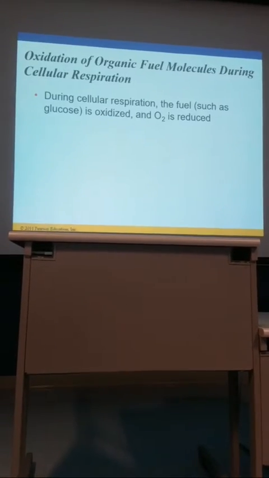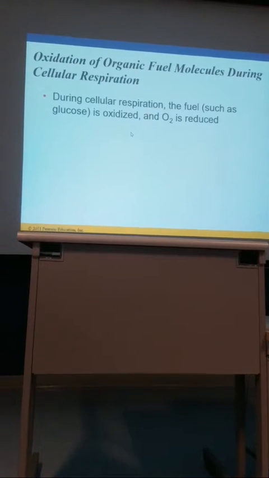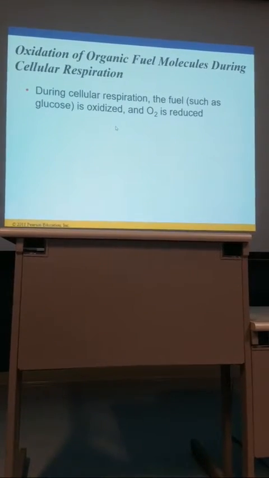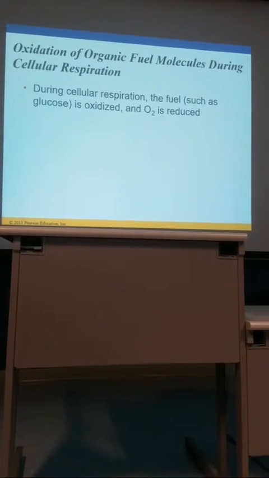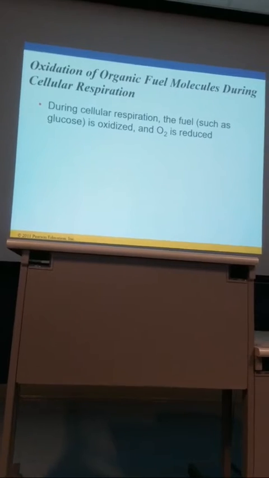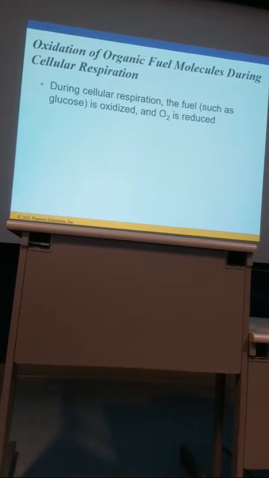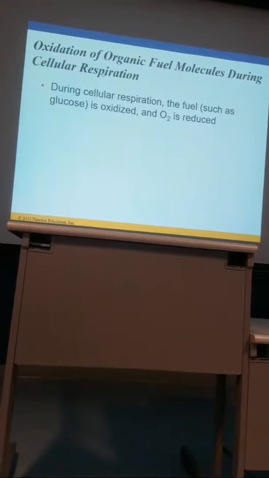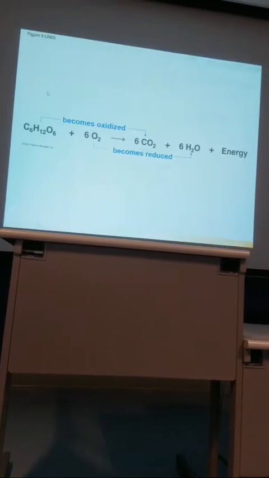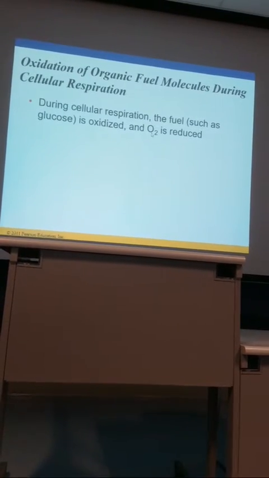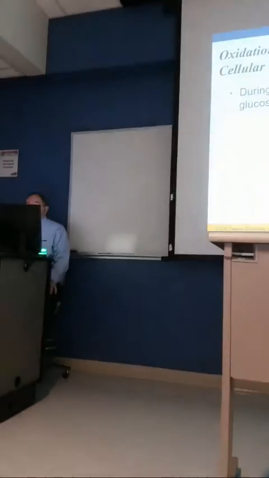And notice what this says here as an example. Glucose is going to be oxidized. It's going to be giving up electrons. Oxygen is reduced. What is oxygen reduced to? Water, carbon dioxide. That right there tells you basically why we need oxygen.